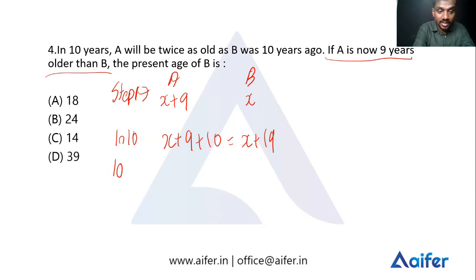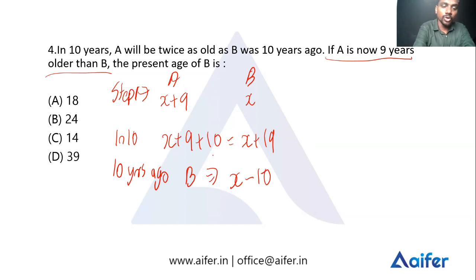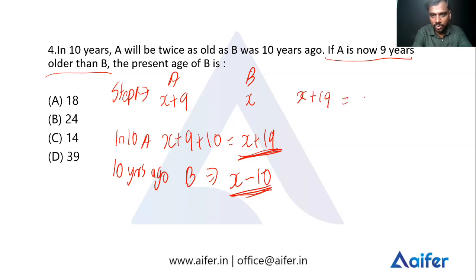So 10 years ago, the age of B will be X minus 10. So this is the age of A after 10 years and this is the age of B before 10 years, as given in the question. This is the age of A after 10 years. This is the age of B before 10 years. And it's given A will be twice as old as B.